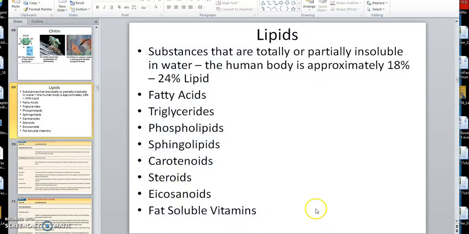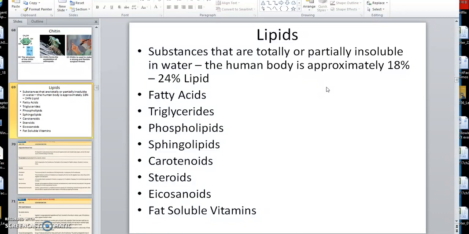As you can see, that group consists of the fatty acids, triglycerides, phospholipids, sphingolipids, carotenoids, steroids, eicosanoids, and fat-soluble vitamins. Each of those we'll spend a moment or two discussing. The lipid family comprises about 18 to 24% of your body. So let's think about that.